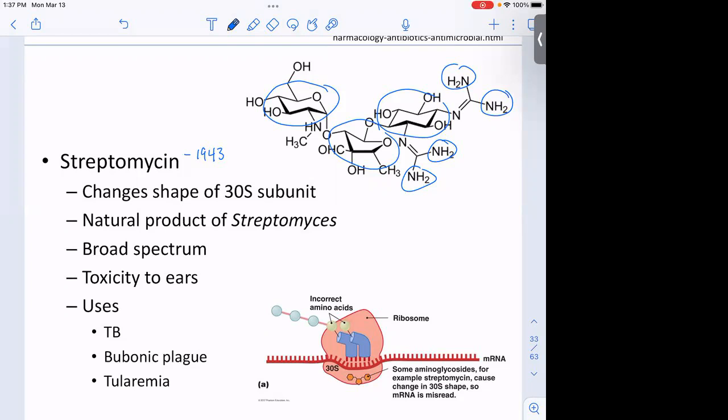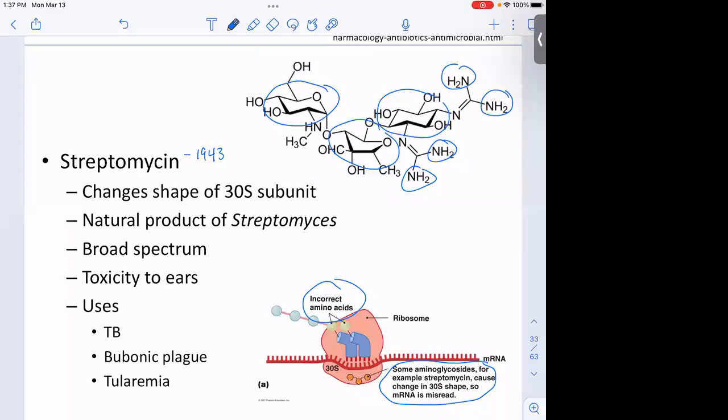It changes the shape of the 30S subunit. So again, the small subunit down here binds to that small subunit, changes the shape a little bit. So during translation of the messenger RNA into proteins, that messenger RNA isn't read quite correctly, and we get incorrect amino acids and a non-functional protein from, again, the bacteria.